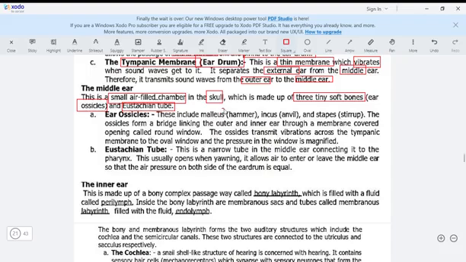You can use MIS to remember them. M for malleus, I for incus, S for stapes. That's MIS, or SIM from the back. S for stapes, I for incus, M for malleus. So you can use that to remember the different ossicles in the middle ear.